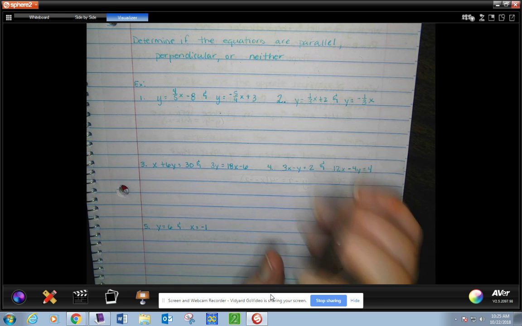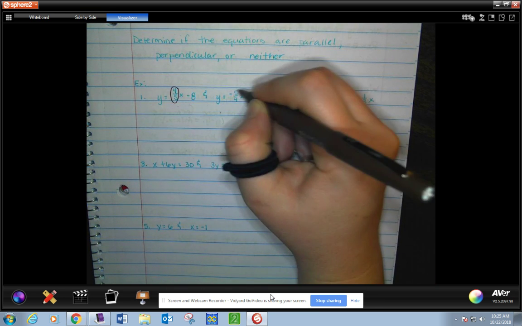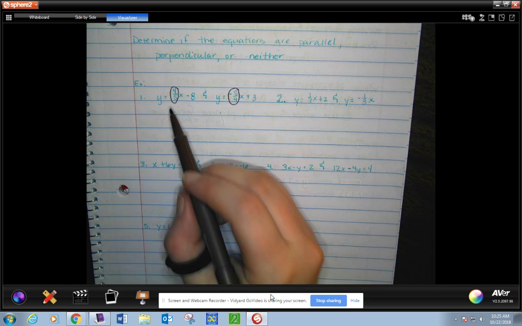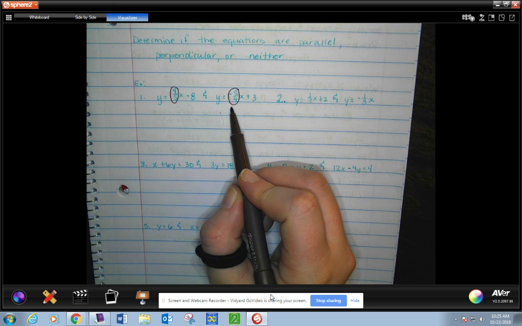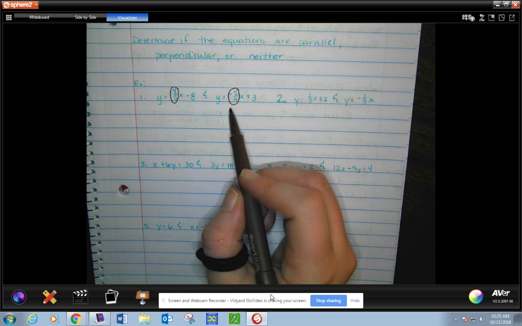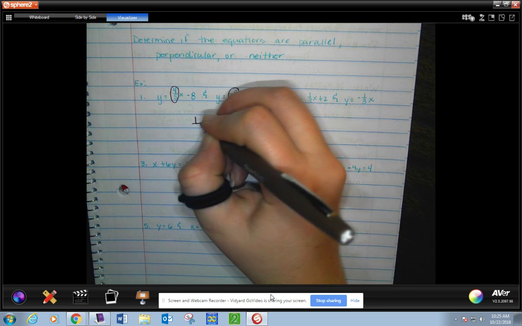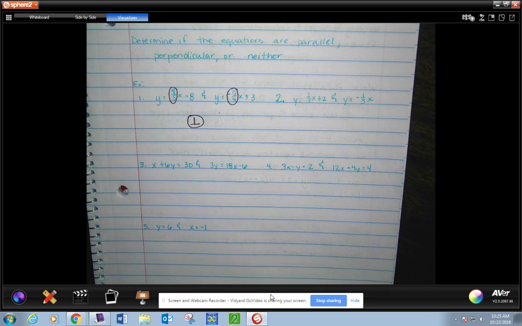All I'm looking for is the slope. I got to know what the slope is. So I'm going to look at this 4/5 and this -4/5. I don't care about anything else. Okay. 4/5 and -4/5 are not the exact same, so they're not parallel. But they are opposite signs and the fraction flips, so these answers are perpendicular. The y-intercepts don't matter at all.